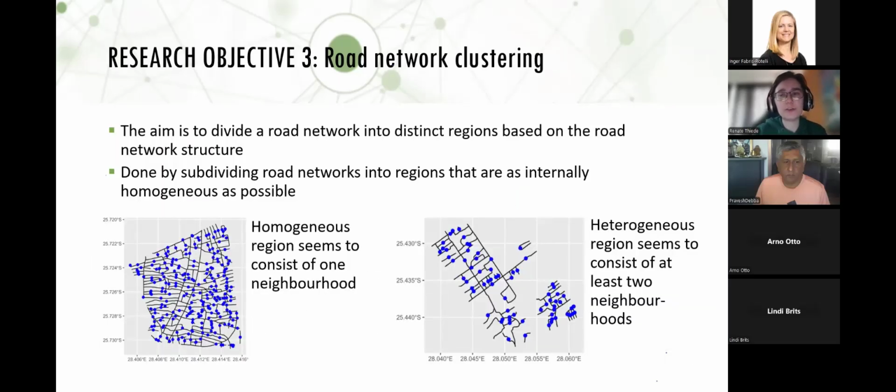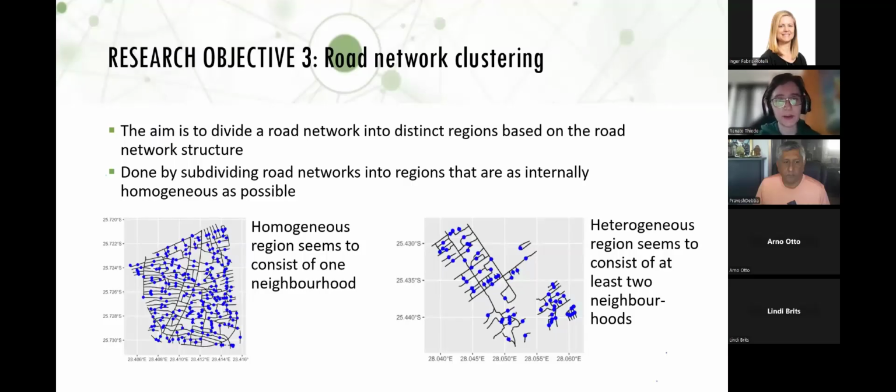That then flows into research objective 3, which is to cluster a road network. So all the work was done in research objective 2 to find a measure that will actually tell us, is this one neighborhood or is it not one neighborhood? Now the question becomes how to find these neighborhoods. And I'm just restating here that if you've got a homogeneous region, typically it will at least appear to consist of one neighborhood. If you've got a heterogeneous or non-homogeneous region, like on the right, you can see that that's at least 2 different neighborhoods. I mean, those road networks aren't even connected to each other.